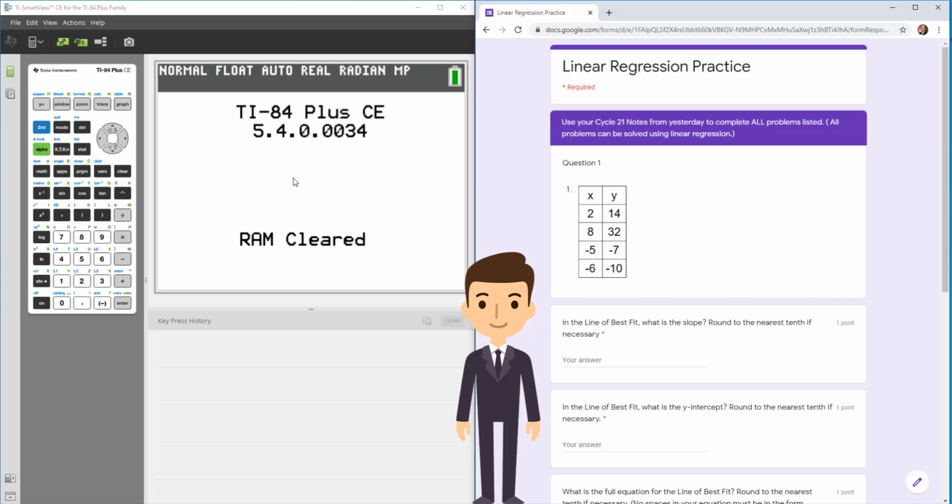But anyway, moving on. So, on to the math. What we're going to do is do some linear regression practice here. So, I have my question 1, which is my x and the y's for question number 1.